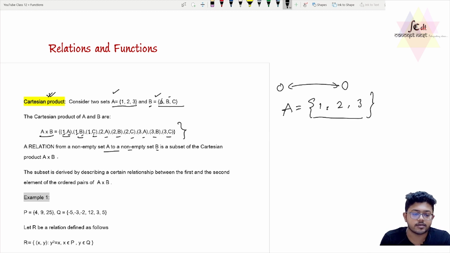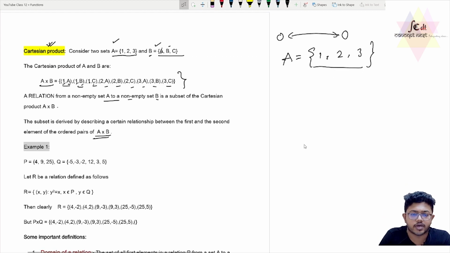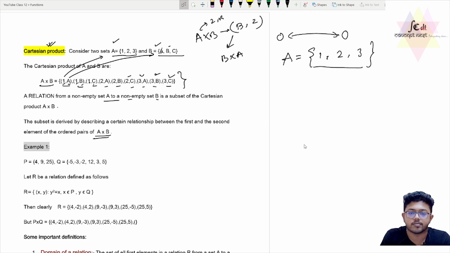The subset is derived by describing a certain relationship between the first and the second element of the ordered pairs. Each of these pairs is called an ordered pair. Why ordered? Because there is a certain ordering: the first one comes from this set, the second element comes from that set. So you cannot have an element like (B, 2) in A cross B. That will be an element of B cross A. A cross B will contain (2, B). In B cross A, the first element comes from set B and the second from set A, and in A cross B, the first element comes from set A and the second from set B.